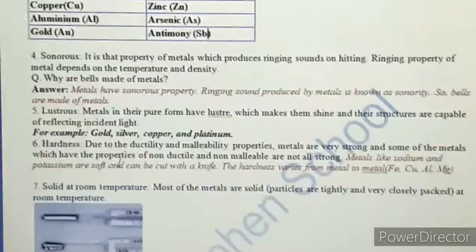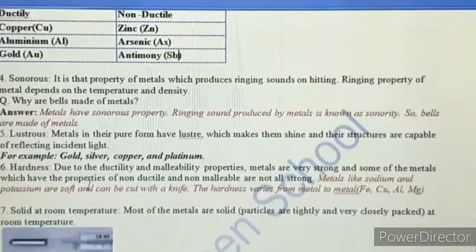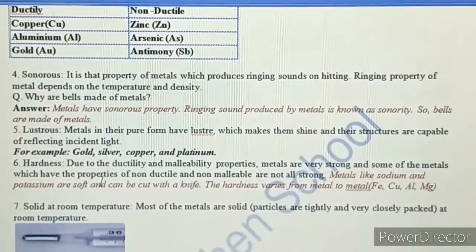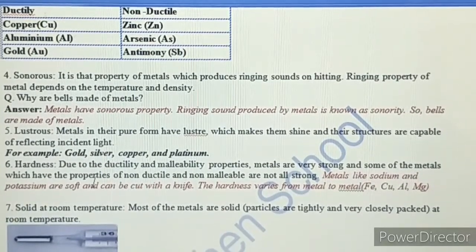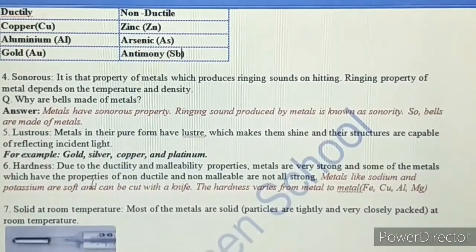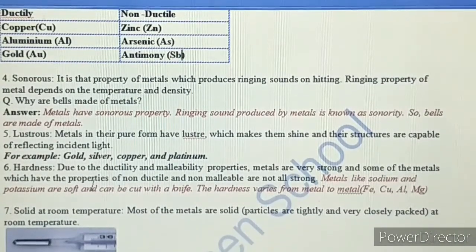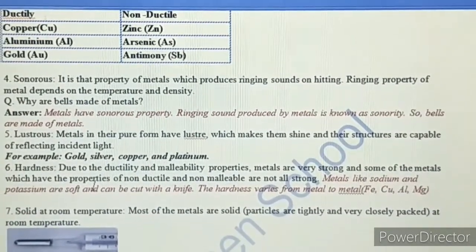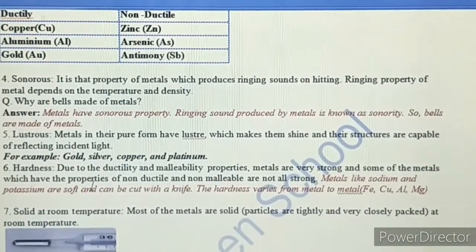Now one more property of metals is that metals are hard. Due to the ductility and malleability properties, metals are very strong, and metals which are non-ductile and non-malleable are not strong. But metals which are ductile and malleable, which can be drawn into sheets and wires, have the hardness property. Metals like sodium and potassium are so soft that they can be cut with a knife.